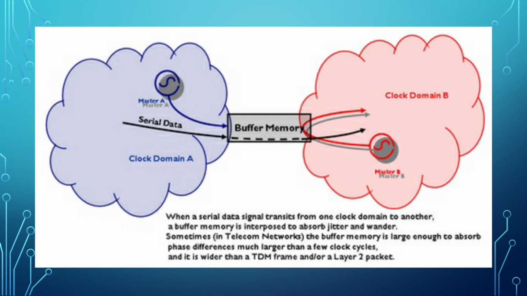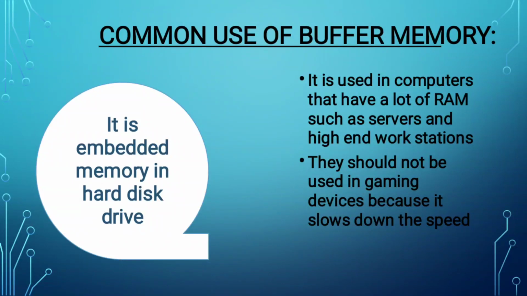We need to know what is the common use of buffer memory. It is used in computers that have a lot of RAM, such as servers and high-end workstations. They should not be used in gaming devices because it slows down the speed. It is embedded memory in the hard disk drive. What is a disk controller?